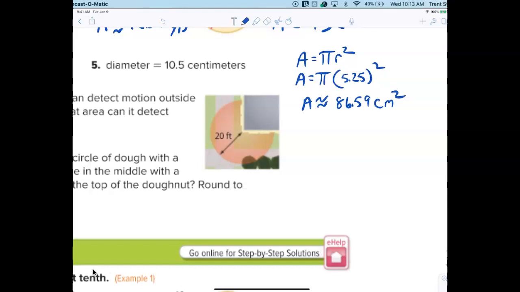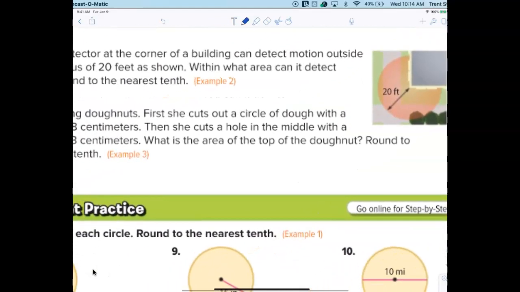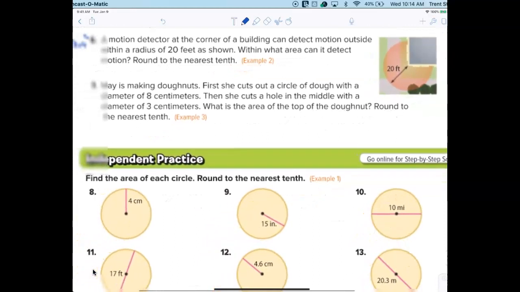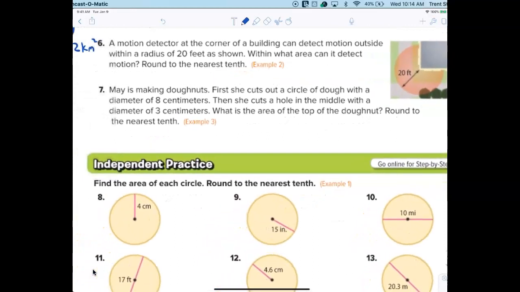All right, now we're getting into the important problems. So Eve, you get to read number 6. A motion detector at the corner of the building can detect motion outside within a radius of 20 feet as shown. Within what area can it detect motion? Round to the nearest 10.